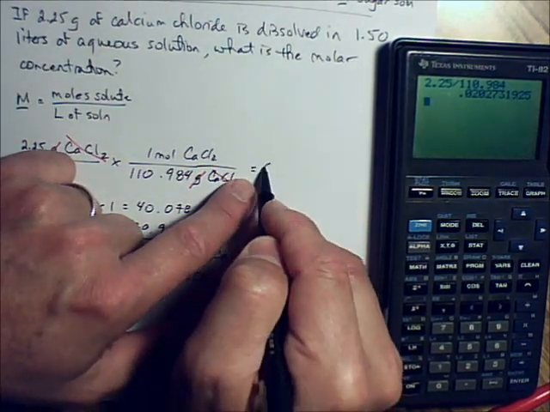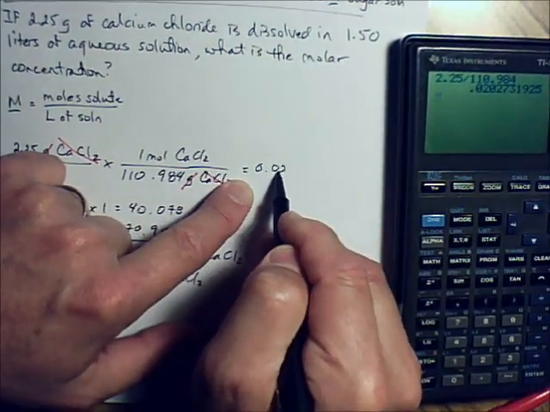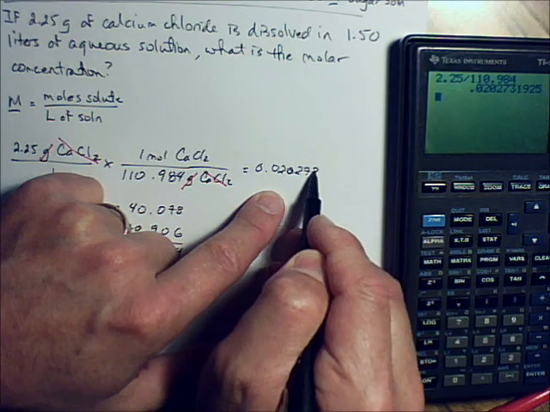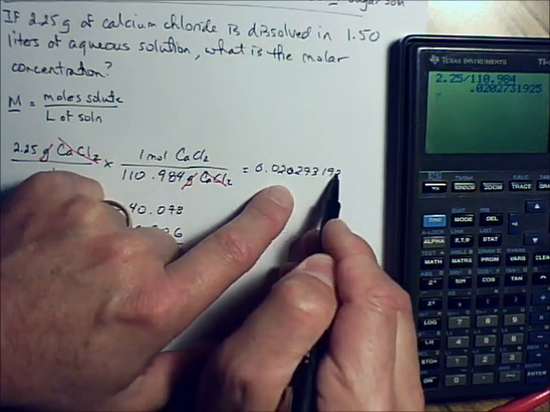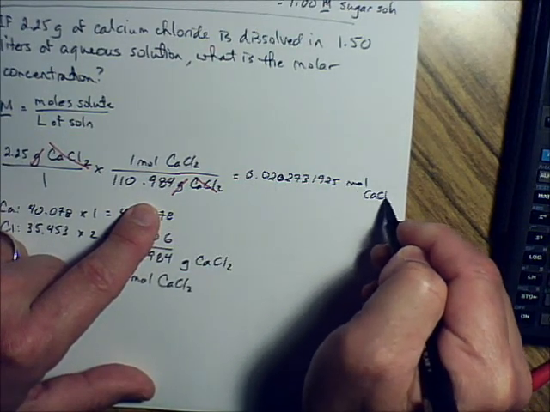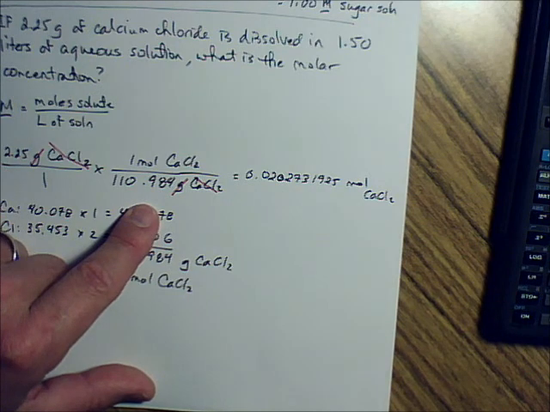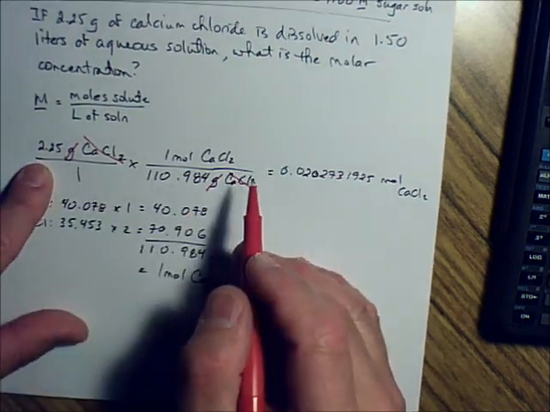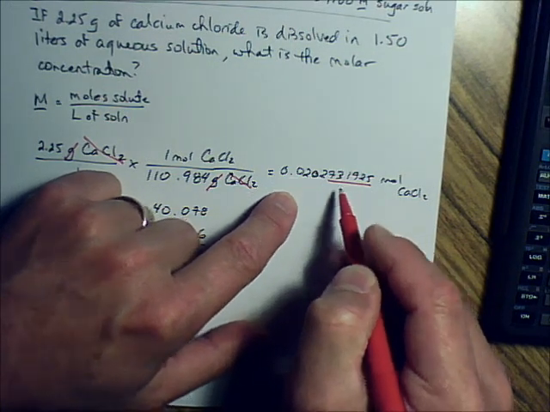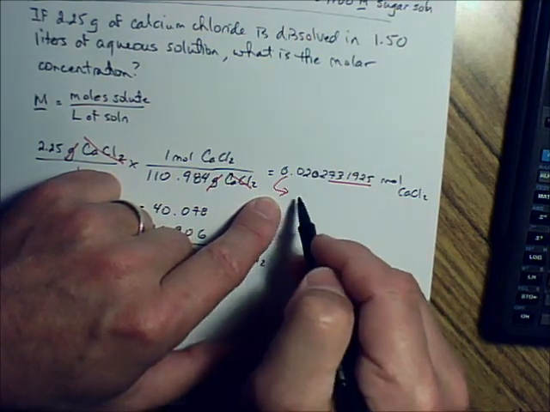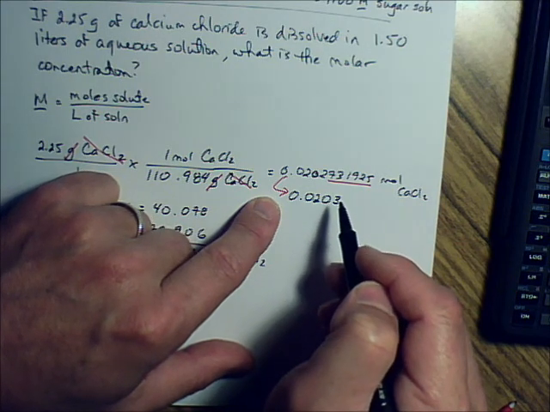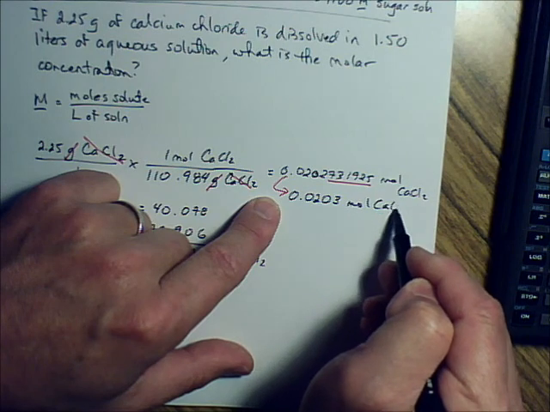All right, I got 0.020273, 1925 moles of calcium chloride. I need to round that off to how many digits? 3 digits. Leading zeros are not significant, so our first significant digit is this 2. On the line from the 7 over, round it off, and we get 0.0203. You with me? Yes, sir. Moles of calcium chloride. That's the moles we need.